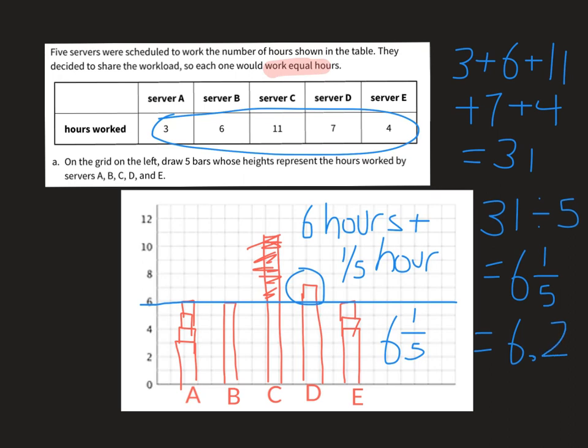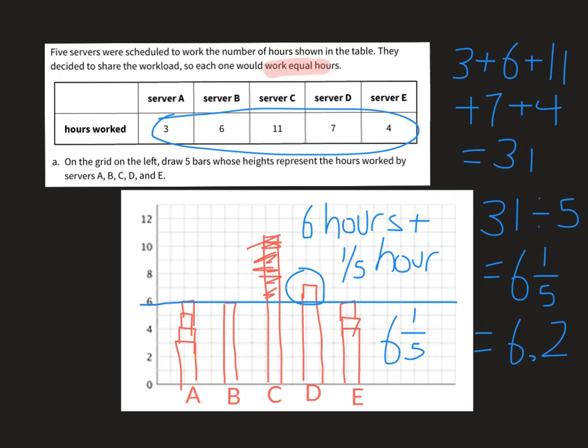So it's really important here. What's happening is that we are taking all the hours worked and dividing it by the number of servers so that everybody gets the same. And again, this is the mean. They're also all called averages.